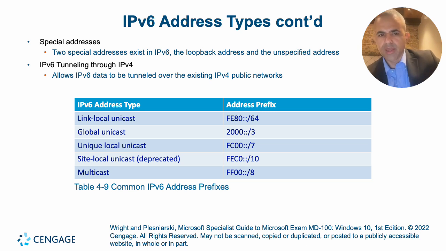The way that you know what kind of address type you have is by looking at the slash and also looking at the prefix. A link local unicast typically uses FE80. A global unicast uses 2000. Unique local unicast uses FC00. Site local is FEC0. Multicast is FF00. You're probably asking yourself, how am I going to remember all this? You're not. That's why I have a table here for you. All right. There's no shame in creating a cheat sheet to be able to remember all these different address prefixes.